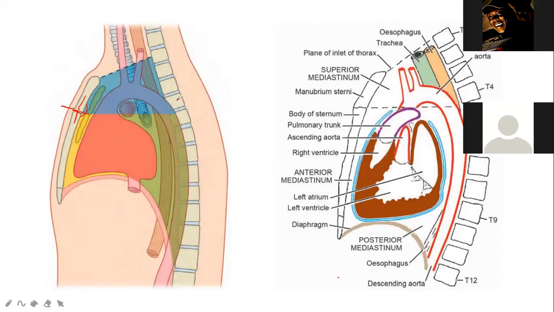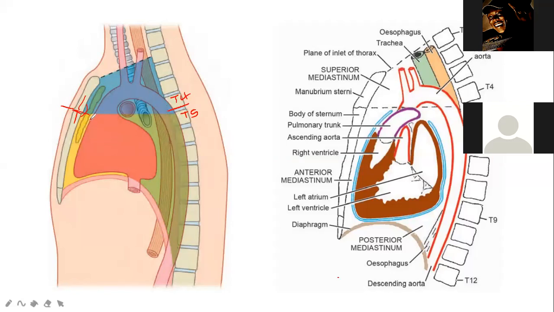And then between the bodies of thoracic vertebrae 4 and 5, so between T4 and T5, please get this, the intervertebral disc. These two structures lie at the same horizontal plane. So a line drawn there horizontally is the line that divides the superior mediastinum and the inferior mediastinum. So that's the superior mediastinum. The inferior mediastinum is then divided into 3.